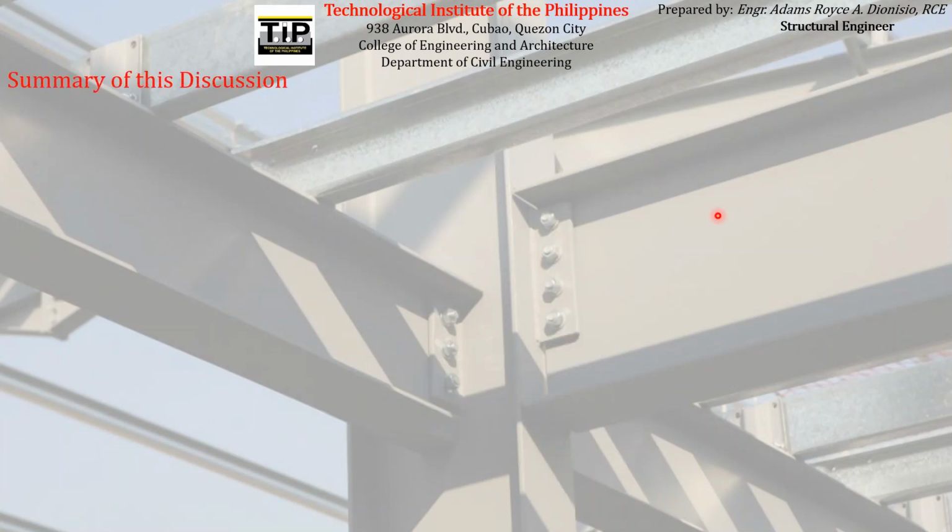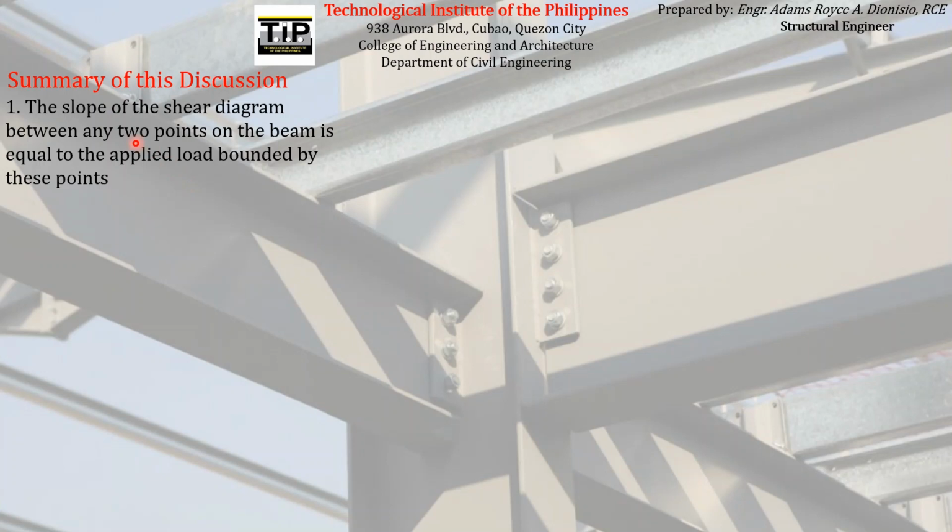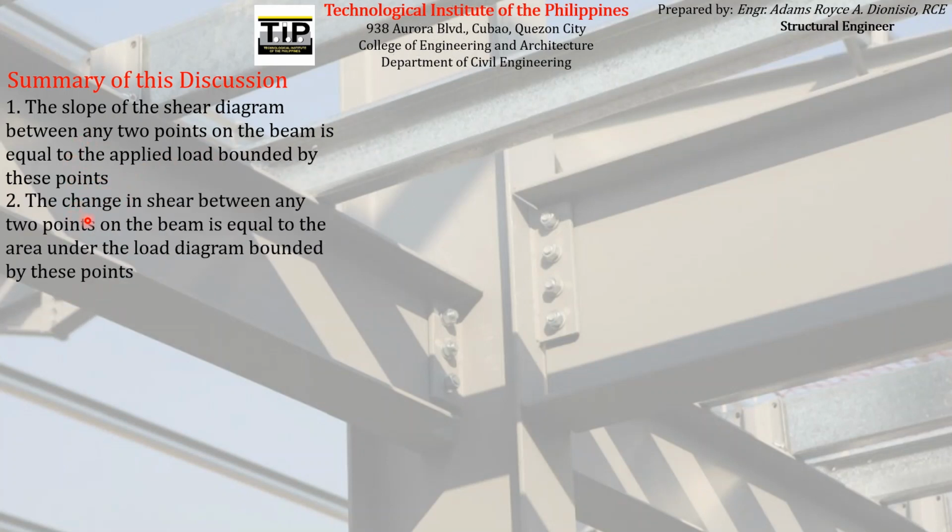So just to summarize what we have studied today on this meeting, we have seen that the slope of the shear diagram between any 2 points on the beam is just equal to the applied load bounded by these 2 points. And then using that, we found the information that the change in shear between any 2 points on the beam is equal to the area under the load diagram bounded by these points.